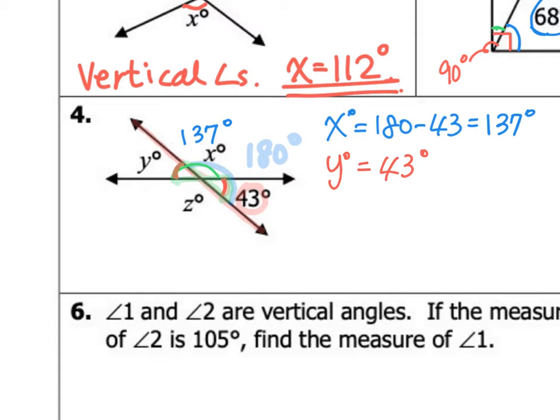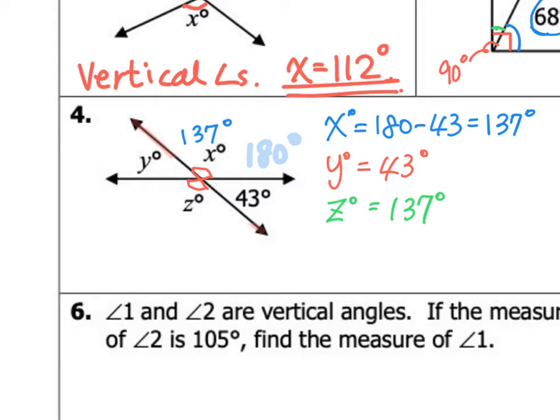z is also a vertical angle. You're right. Let me erase this so you can see clearly. It's a vertical angle to x. Can you see it? Does that look like a bow tie? Yes, it is. So z equals 137 degrees, same as x, because they are congruent, right? All right. Hopefully you got it correct.